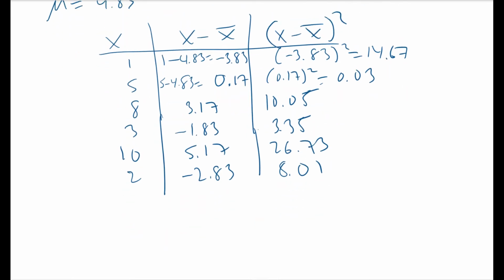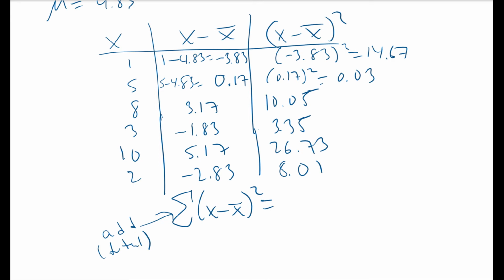Next, we add up this last column. Remember that this sigma means you add, or the total. So we're totaling that last column. If we add this up, we get 62.83.